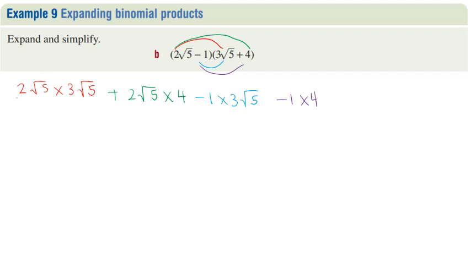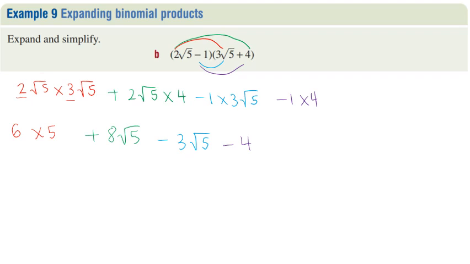So I've got 2 times 3, which is 6. And then square root 5 times square root 5 is 5. Then this next part, I've got 2 times 4, which is 8 square root 5. Then I've got negative 1 times 3. So I've got negative 3 square root 5. And then negative 1 times 4, negative 4.